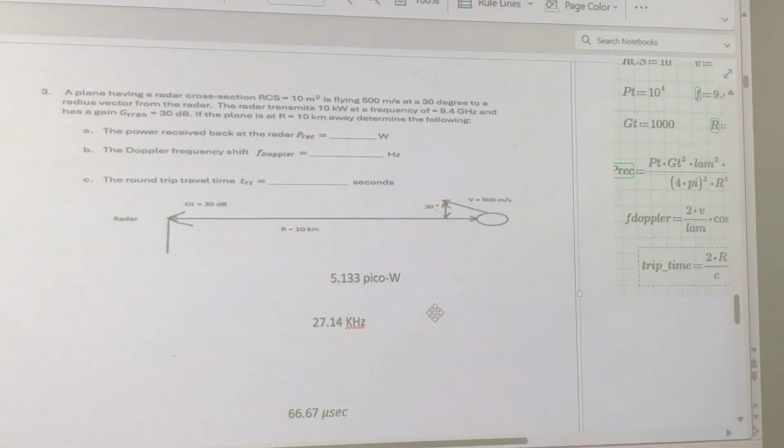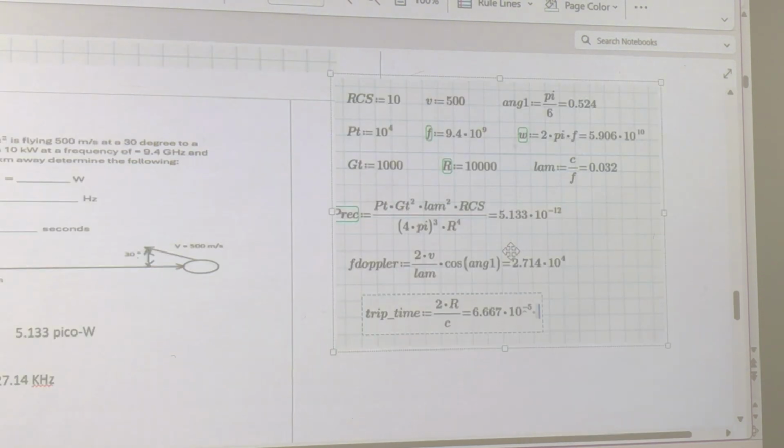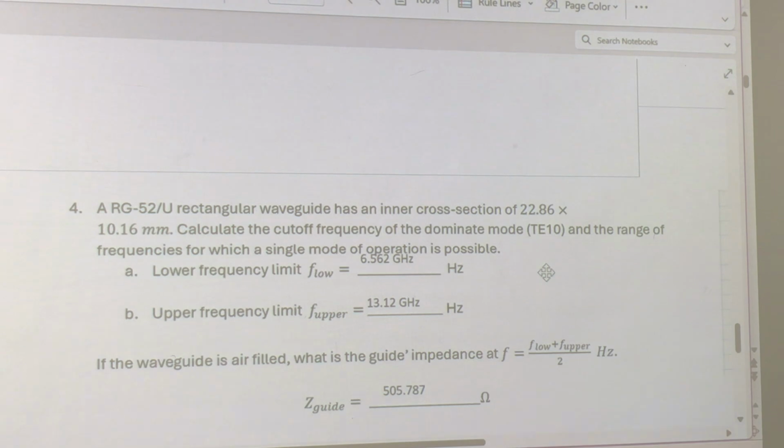Once you have that, the Doppler shift is equal to 2v over lambda times the cosine of the angle. It should be about 27.14 kilohertz. And the fourth one was a standard waveguide problem. You've got the two lowest frequencies. Remember, for it to be in only one mode, you can't get into the next mode.